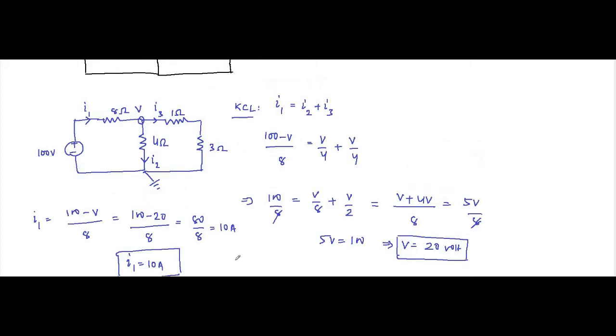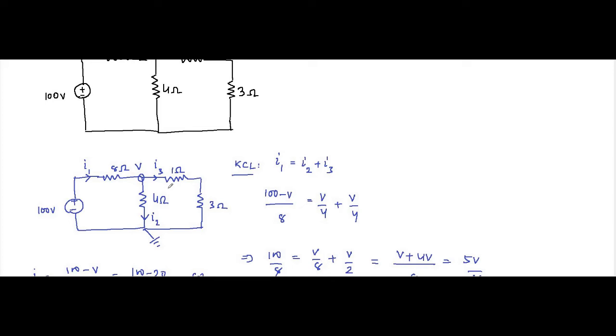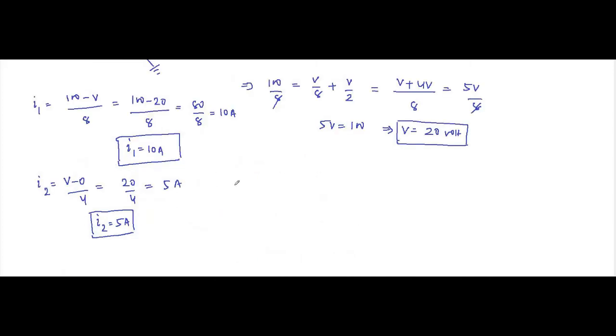Then I2 is V minus ground by 4, that is 20 by 4, which is equal to 5 ampere. So I2 is equal to 5 ampere. Then we have I3, which is again V by 4, which is 20 by 4 again, is 5 ampere. So these are the individual currents.